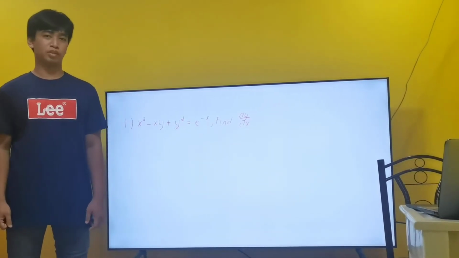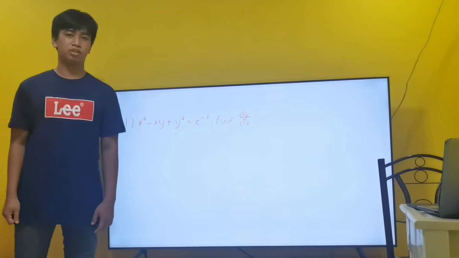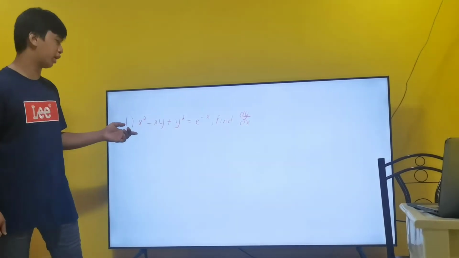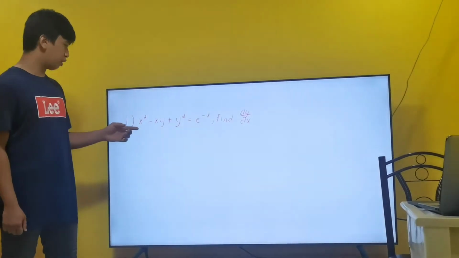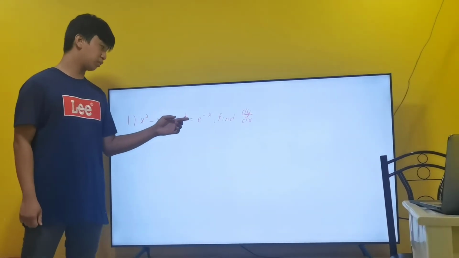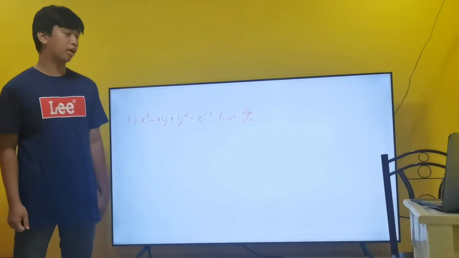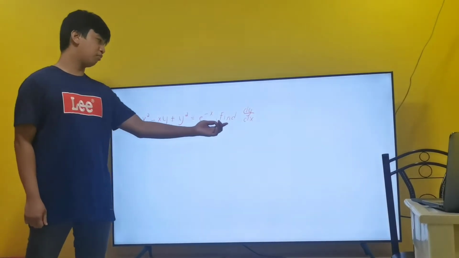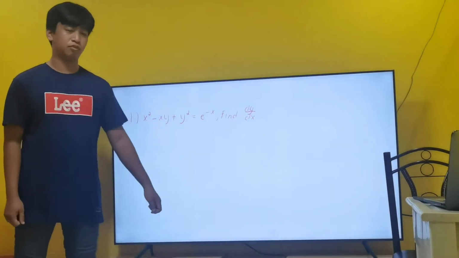Calculus 1 by the use of implicit differentiation. So, let's proceed to problem number 1. Problem number 1 is x squared minus xy plus y squared is equal to e raised to the power of negative x. Find the dy over dx of the problem.